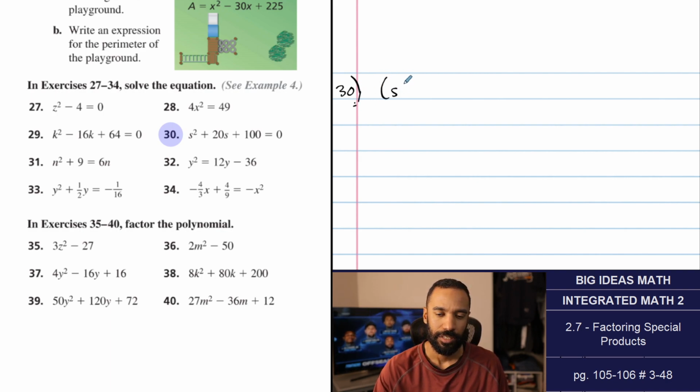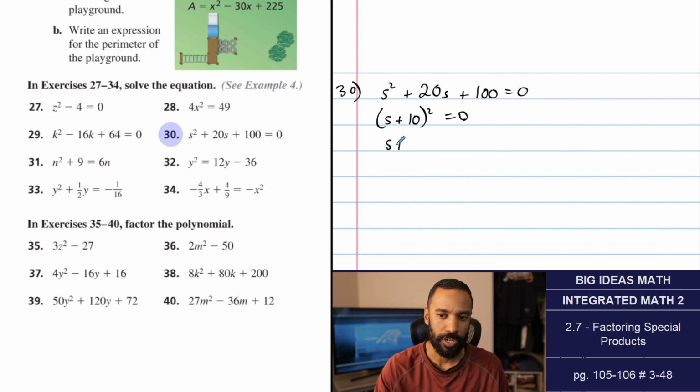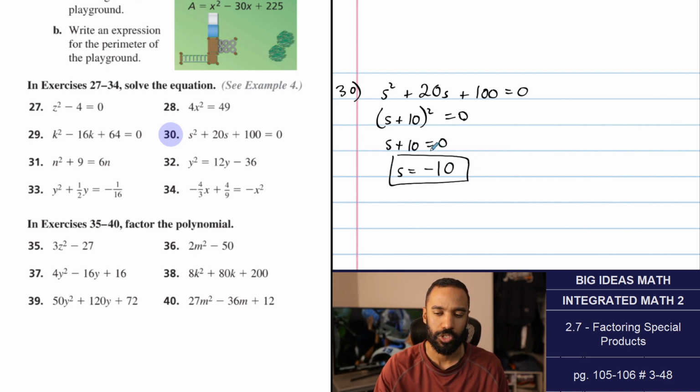S squared plus 20s plus 100 equals 0. 100 is 10 squared. As the s is being squared, we are doubling 10s here. This becomes s plus 10 squared equals 0. If s plus 10 squared equals 0, then s plus 10 equals 0. If s plus 10 equals 0, then s equals negative 10, like so. And there's only one answer once again.